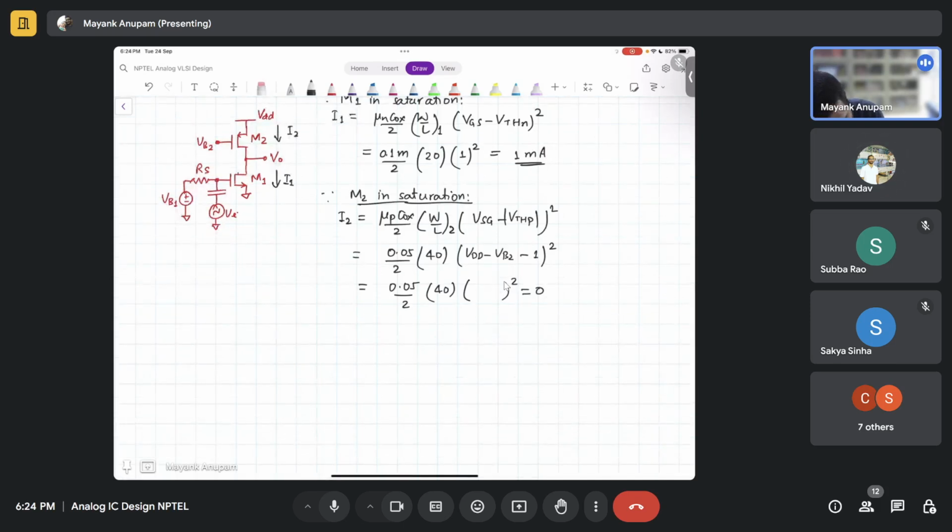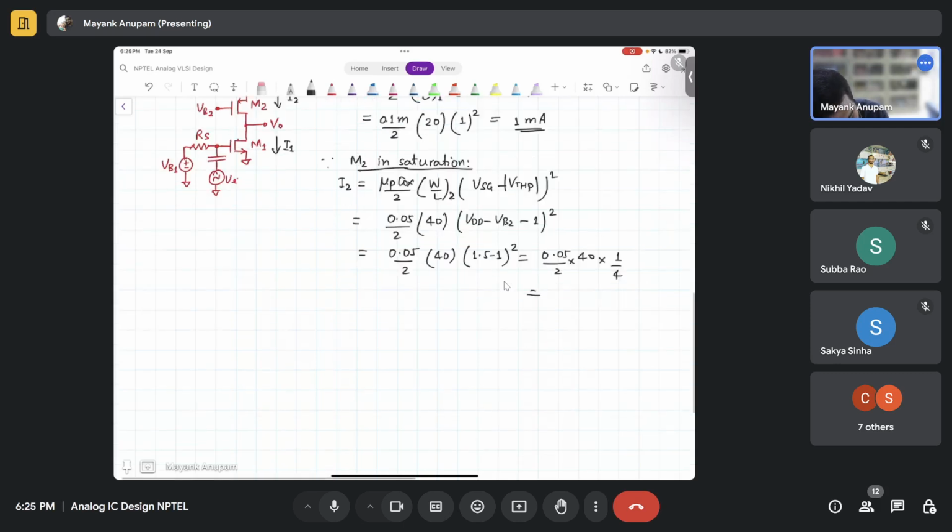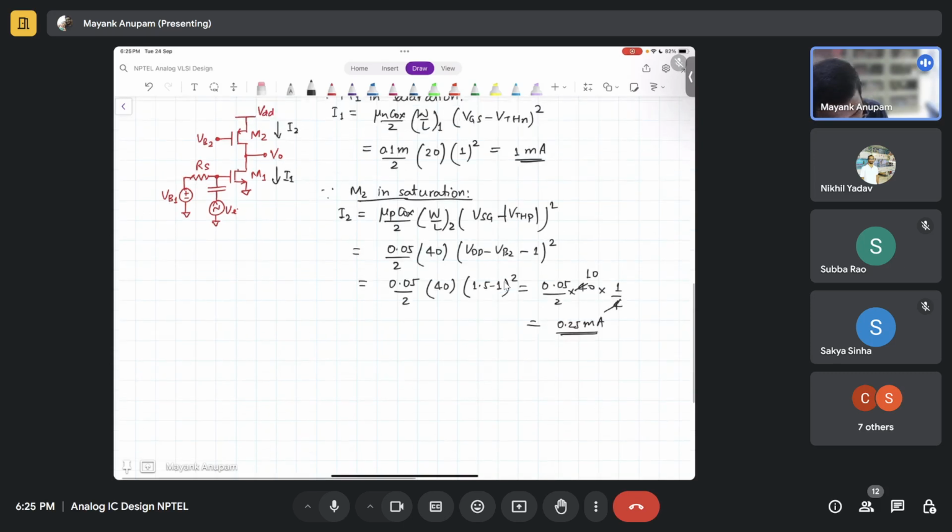So VDD minus 2.5, so 4 minus 2.5 is 1.5 minus 1. How much will that be? 0.5, right? 0.5 the whole square. So 0.05 divided by 2 into 40 into 1 by 4. Correct? So this is 10, and 10 into 0.05 is 0.5 by 2. So 0.25 milliamps. Now do you see a problem here?